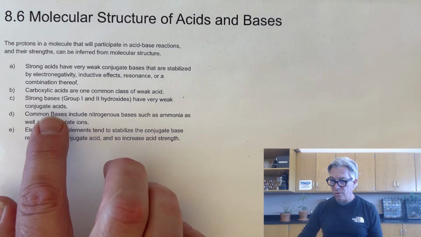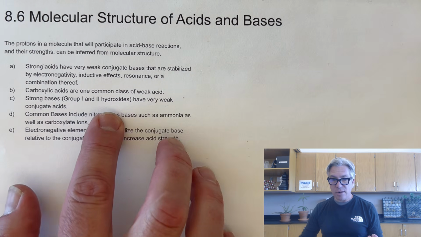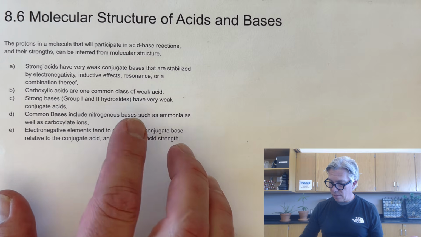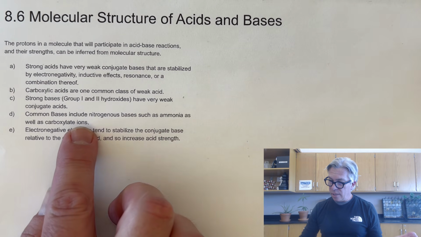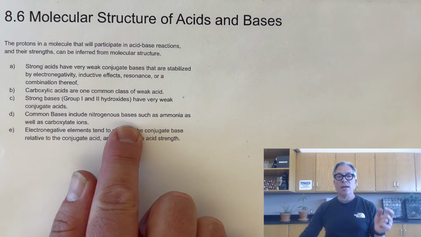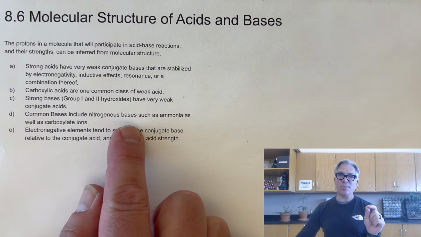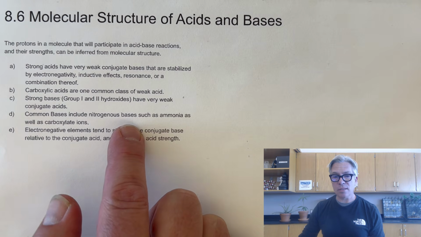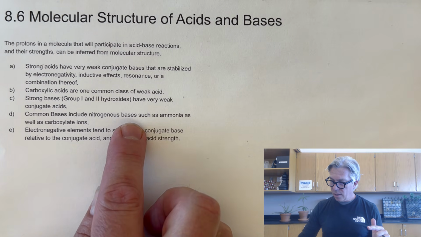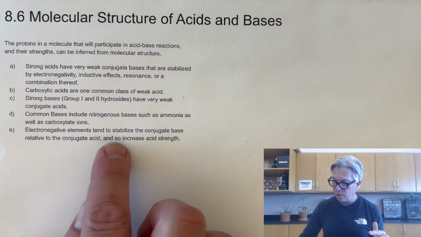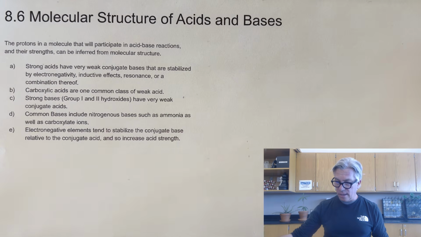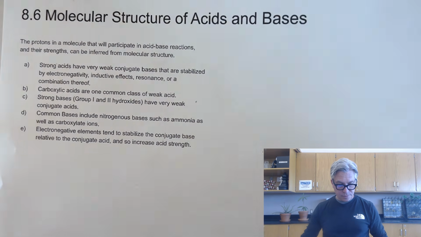Strong bases, the group 1 and 2 hydroxides, have very weak conjugate acids. So that's what makes them strong bases. Common bases include nitrogenous bases. Lots of molecules have nitrogens in them, and those nitrogens have lone pairs sitting right there waiting to accept protons, and they end up being weak bases in a lot of cases. Electronegative elements tend to stabilize the conjugate base relative to the conjugate acid, and so increase acid strength.